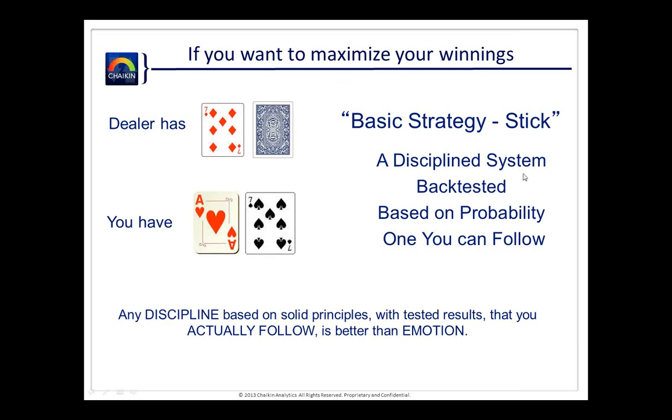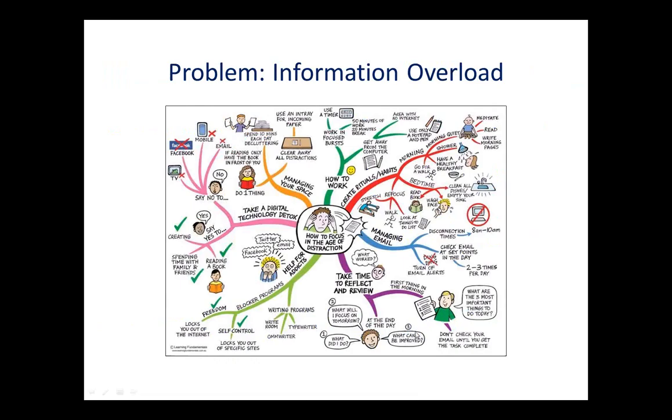It's about being disciplined. This is a back-tested system in the world of blackjack. It's based on probability. It's easy to follow. And most importantly, it works. So that's our focus at Chaikin, a discipline based on solid principles with tested results that you can follow, getting away from emotion. The problem we all have investing in the world today is information overload.